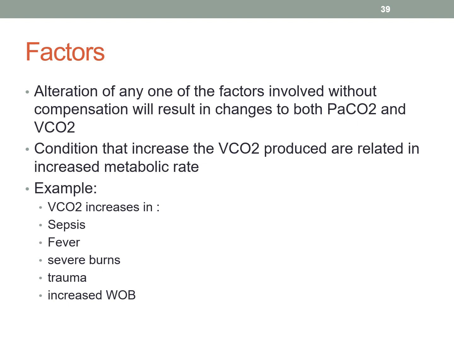Okay, so alteration of any one of the factors involved without compensation results in changes to both CO2 and VCO2, which is CO2 production. Conditions that can increase CO2 production are related to anything that would increase your metabolic rate. So that could be, again, sepsis, fever, burns, trauma, increased work of breathing. All those things would increase your CO2 production.